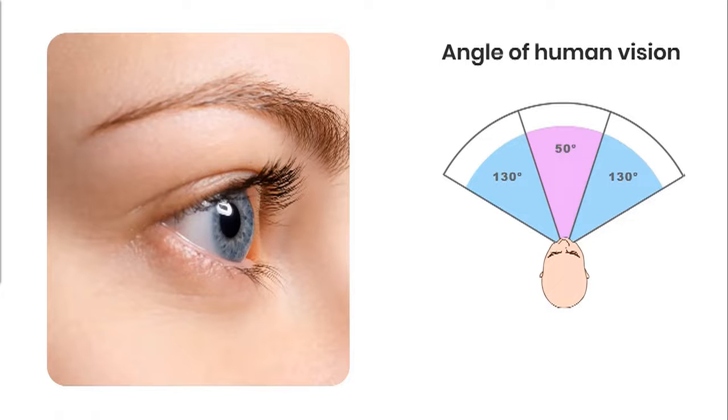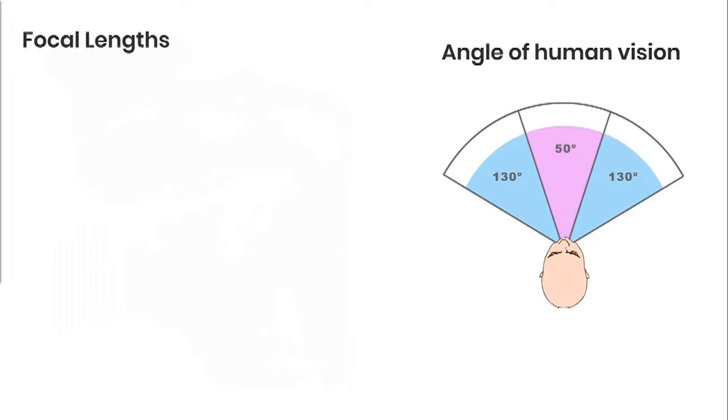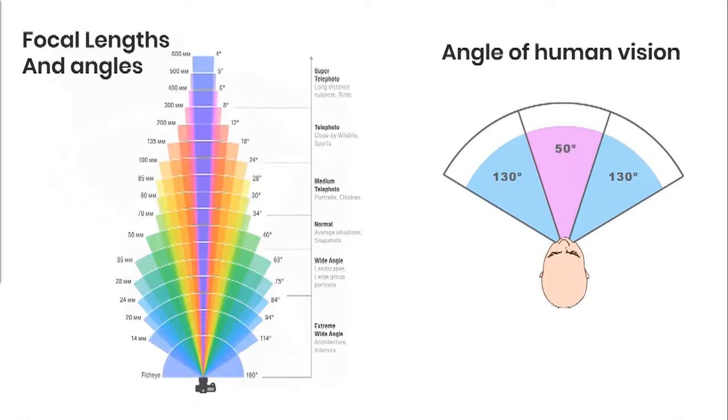Now, this is really important to understand when it comes to using different types of lenses and different focal lengths, because these lenses all have different angles of vision. Basically, when we're changing these lenses, we need to be aware of this, because some lenses are going to be much wider than our focused field of vision, and some lenses are going to be much narrower.